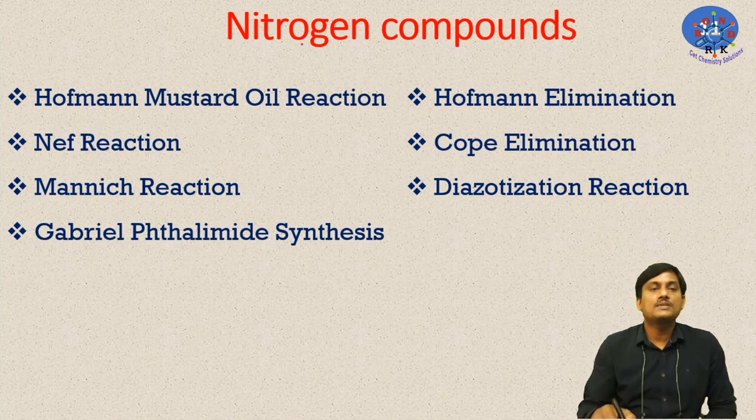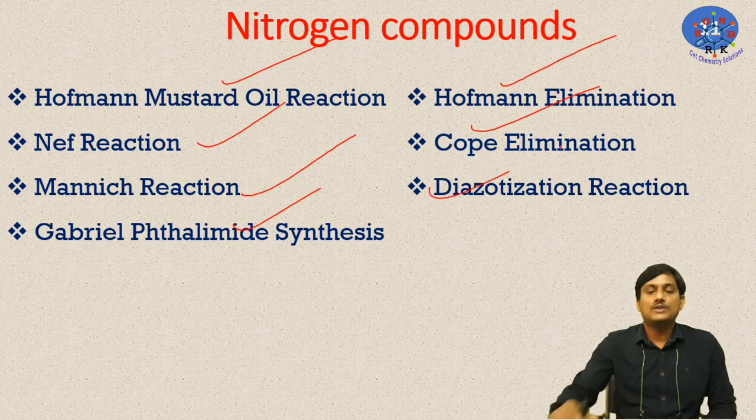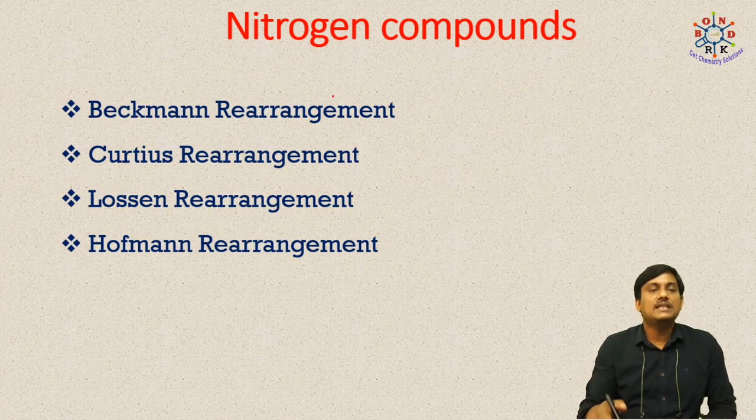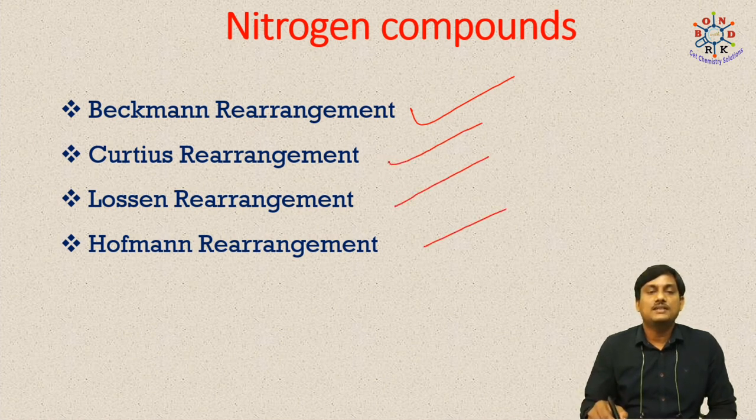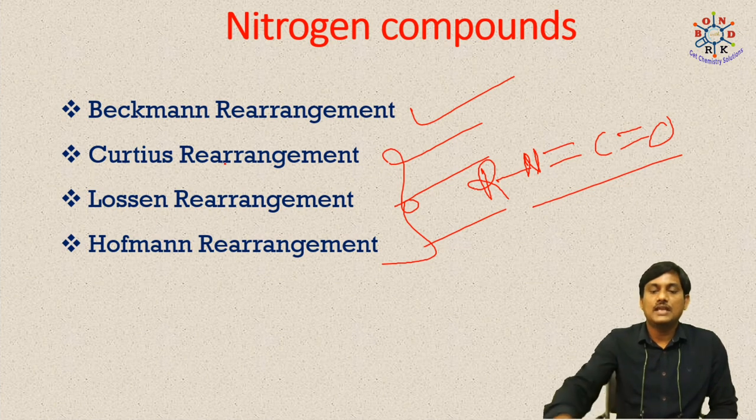Nitrogen containing compounds: the name reactions in nitrogen containing compounds are Hofmann mustard oil reaction, Nef reaction, Mannich reaction, Gabriel phthalimide synthesis, Hofmann elimination, Cope elimination, diazotization reaction, and also we have some rearrangements: Beckmann rearrangement, Curtius, Lossen, and Hofmann rearrangements. In these three rearrangements, there is an intermediate isocyanate, R-N=C=O, which is involved in these three Curtius, Lossen, and Hofmann rearrangements.